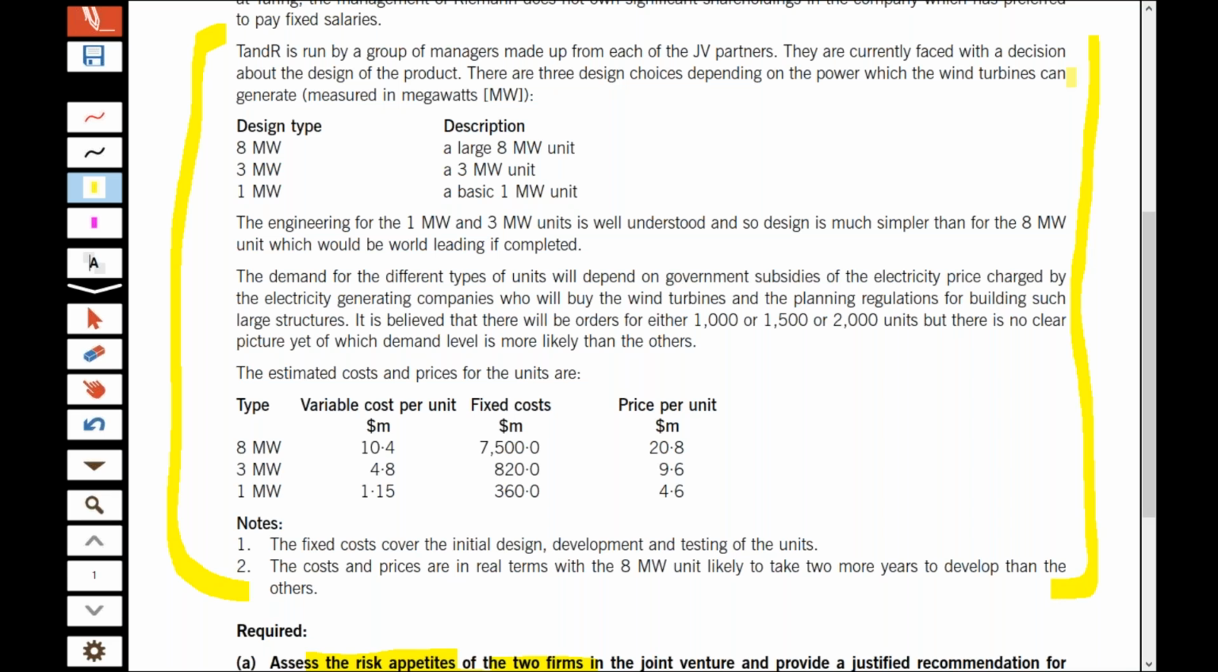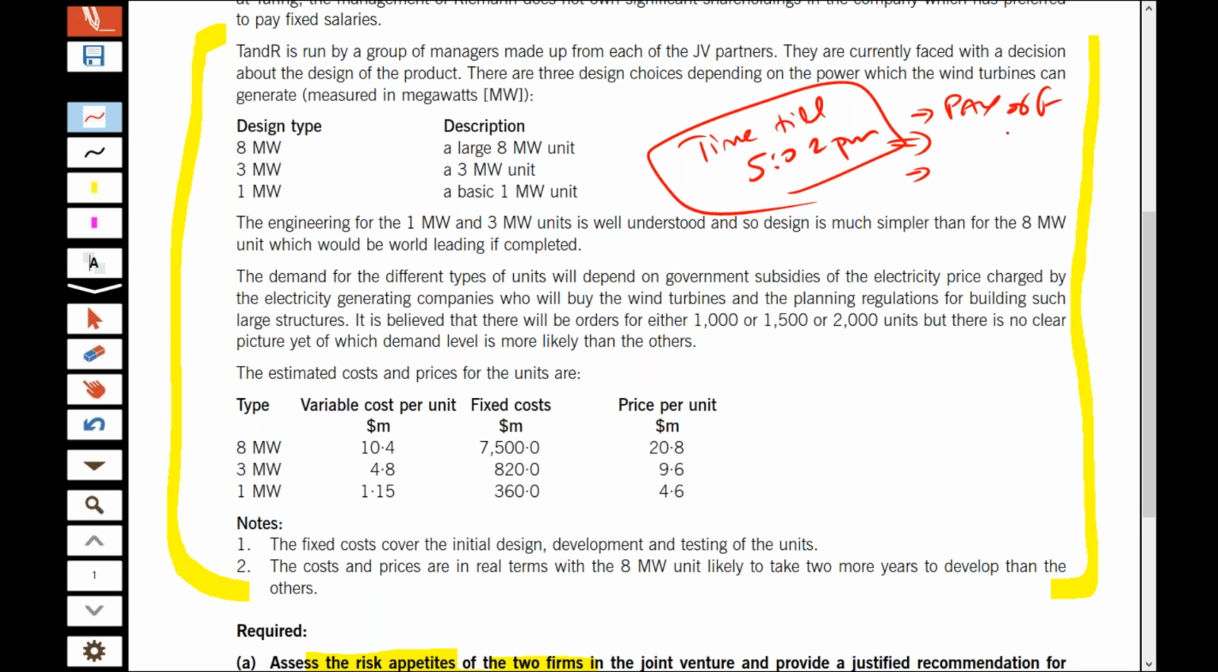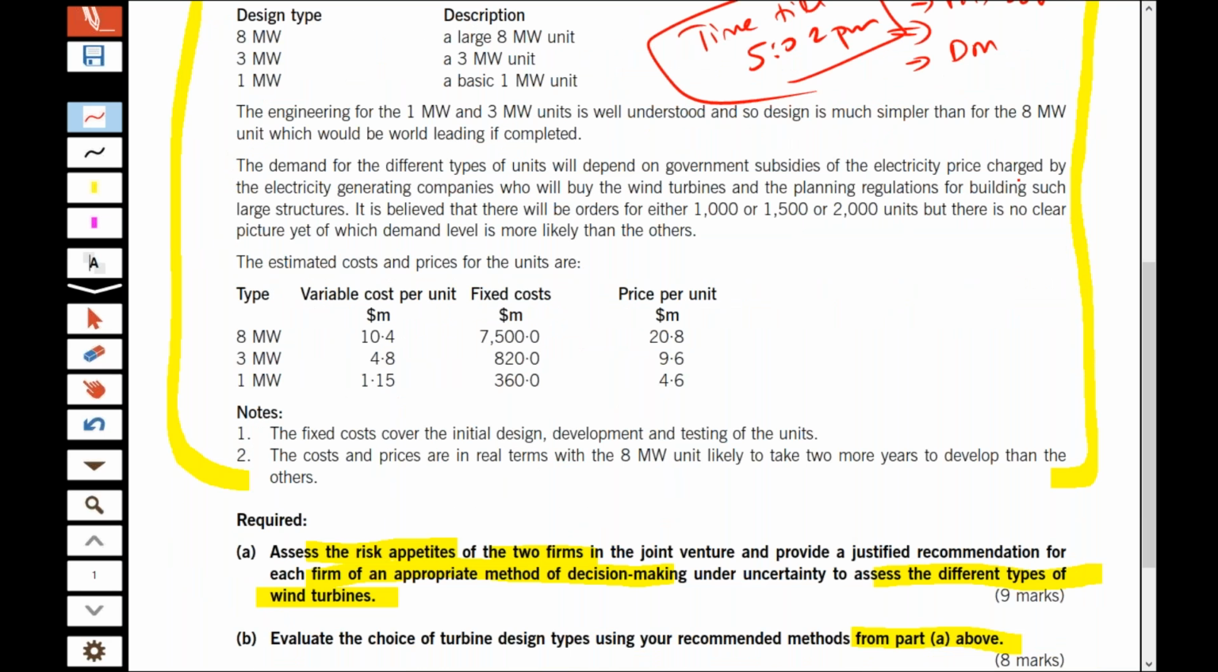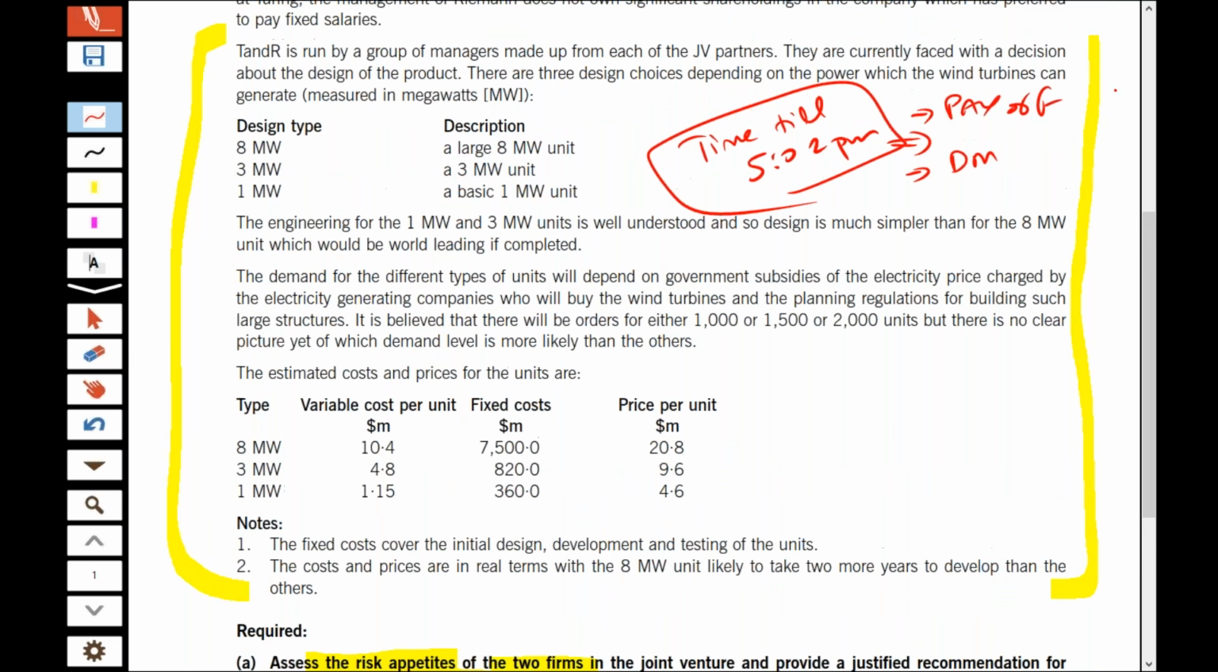What you have to do is that I'm giving you 5 to 7 minutes to attempt the question. You've got time till 5:02 p.m. You need to try and attempt this question. You need to prepare the payoff matrix, and in addition to the payoff matrix, you need to apply the relevant decision making techniques. Yeah, take 5.